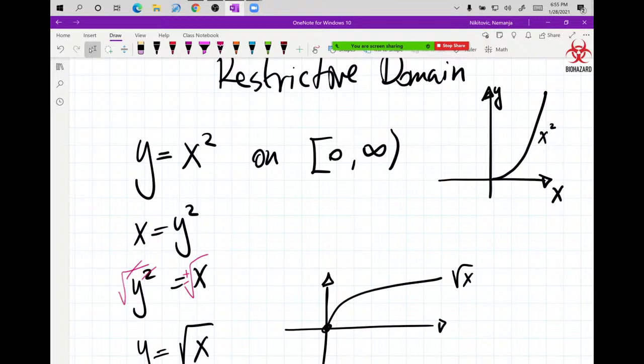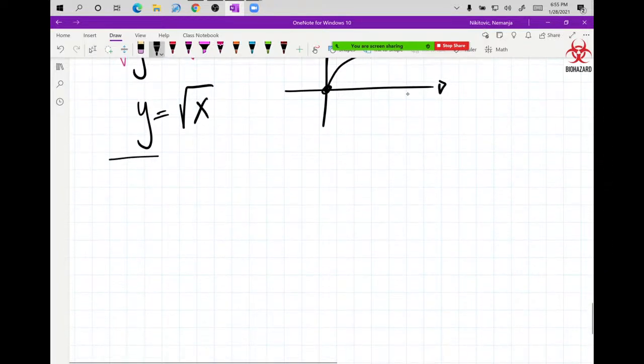Now, how do we detect that the function will have an inverse function or not, without looking for an inverse first? And that is also a very simple problem to solve. It's called the horizontal line test.